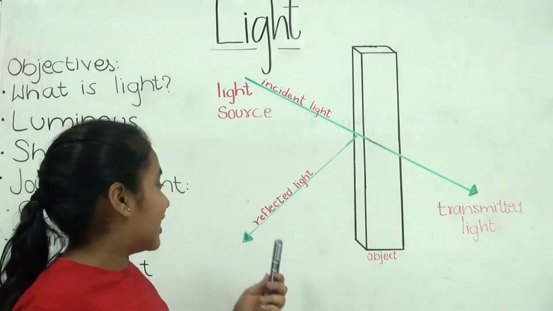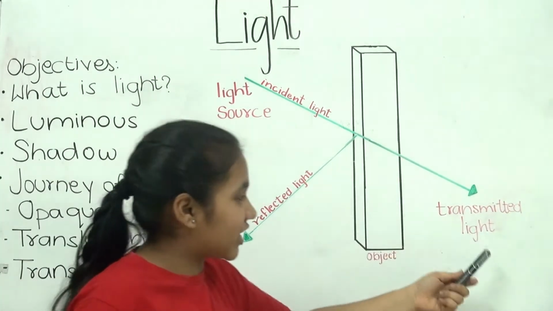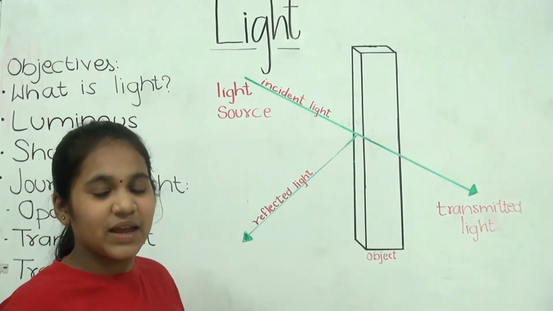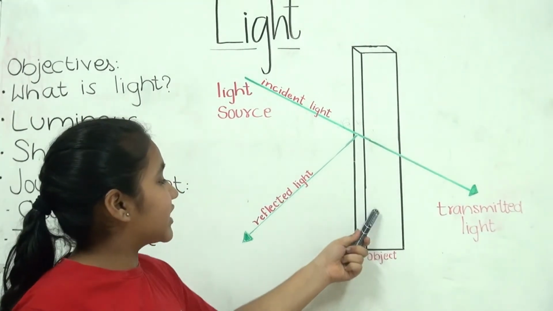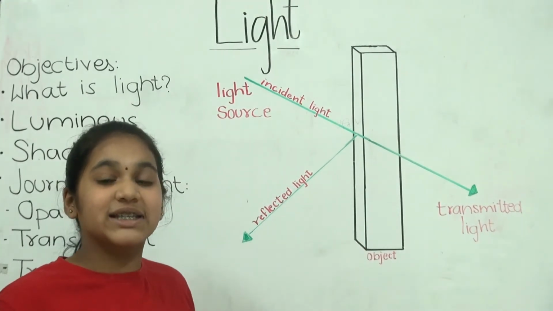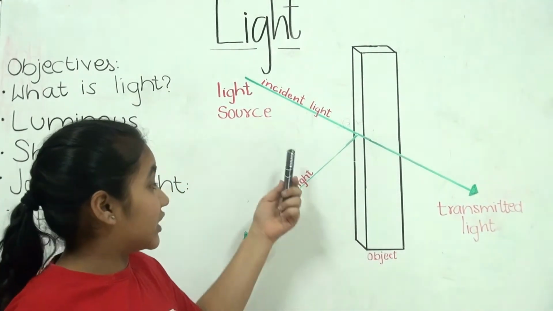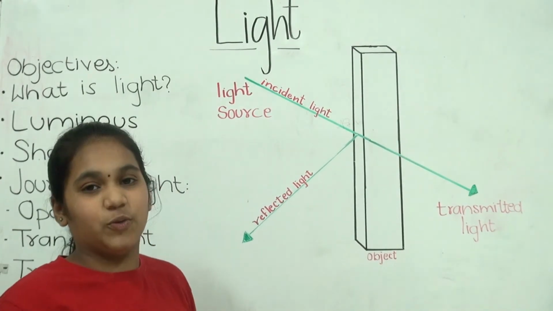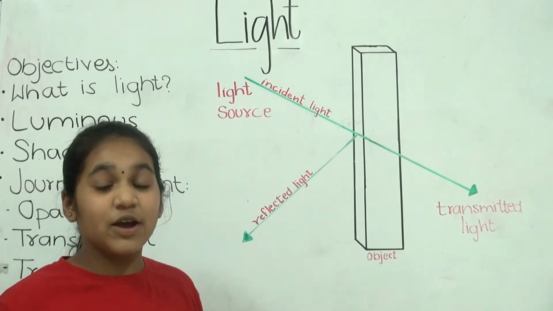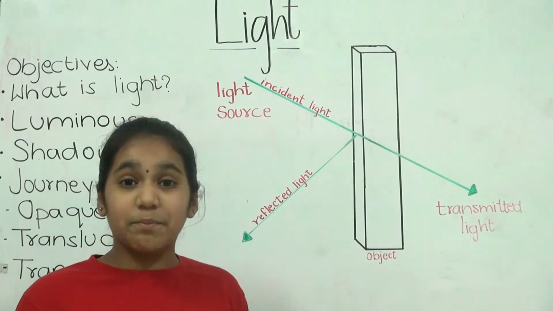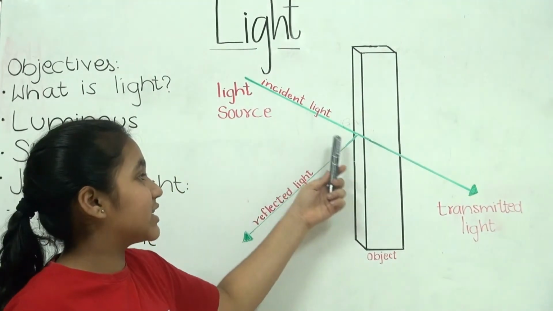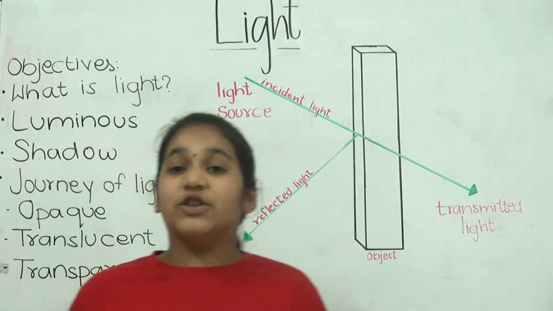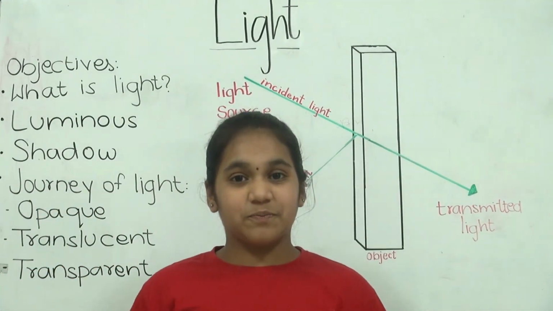Now, whether the light is reflected or transmitted depends on the object. Let's say this object is a plastic bottle, so the light would be transmitted because you can see through the plastic bottle. What if the object was a mirror? The light would be reflected. So this is how the journey of light goes.